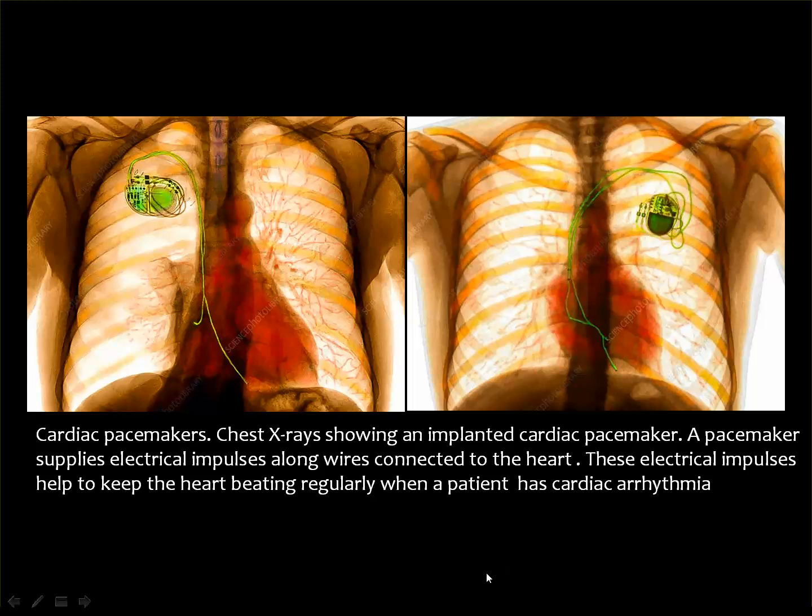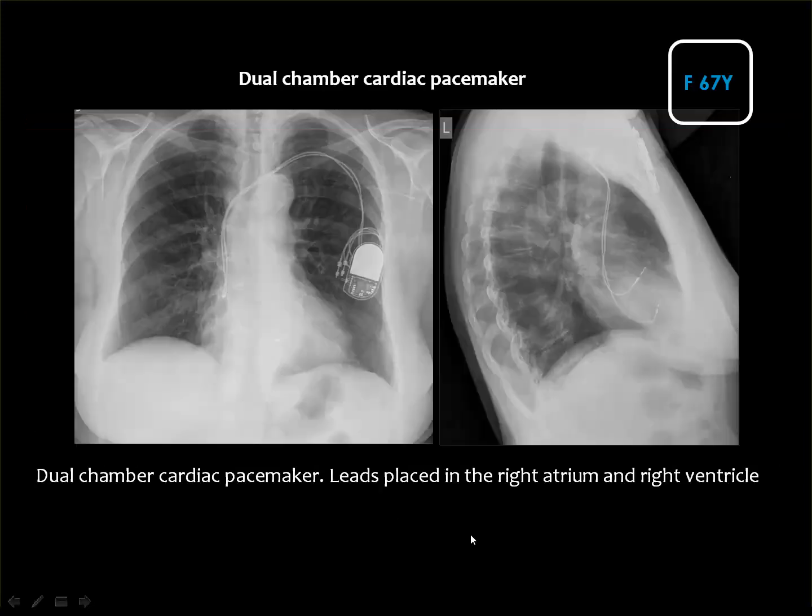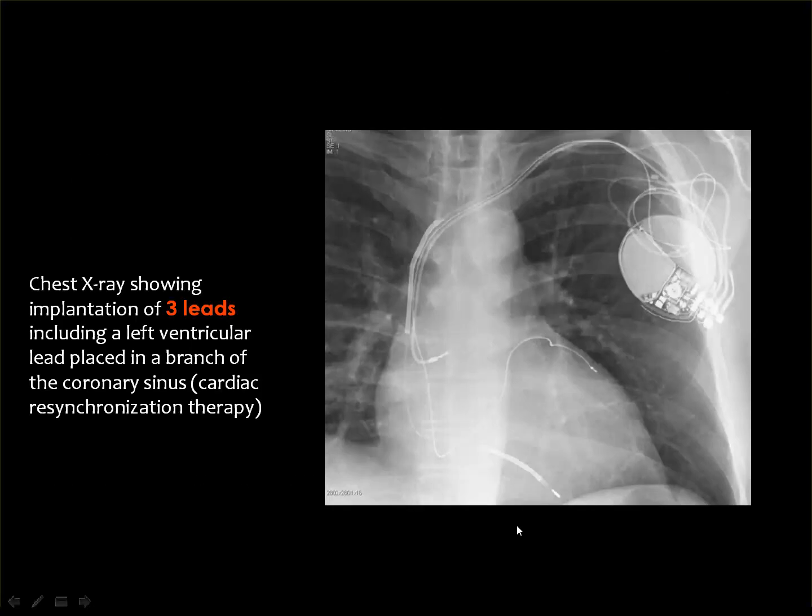And this is the regular cardiac pacemaker with two leads. One is placed into the right atrium, and the second one is placed into the right ventricle. And this is also the dual pacemaker, where one lead is located in the right atrium and the other one is located in the right ventricle. And this is the three leads pacemaker, where another lead is added inside the left ventricle.